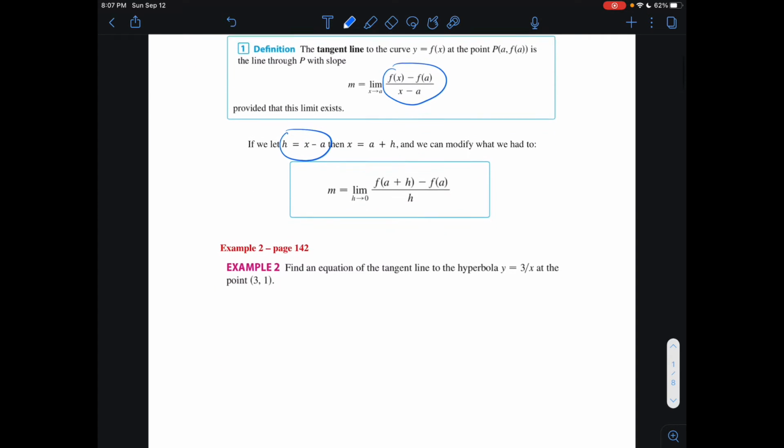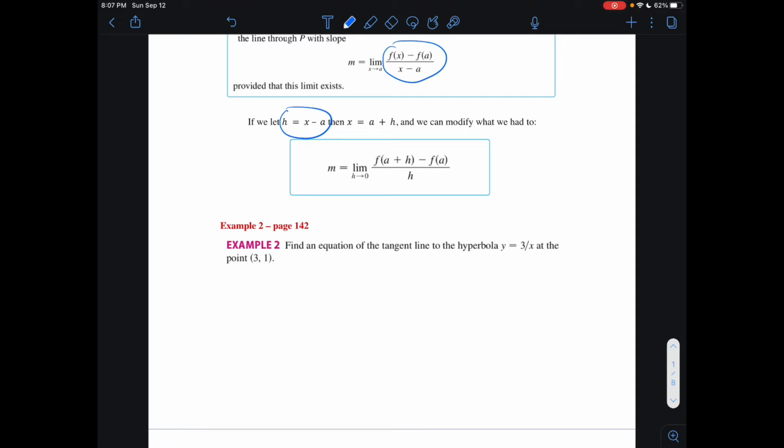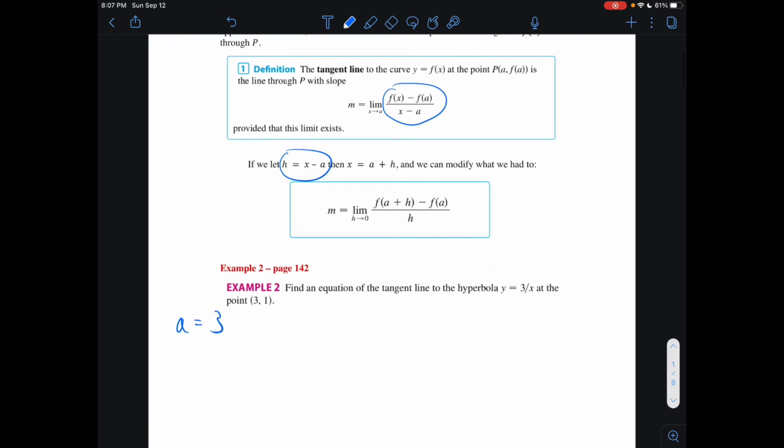Let's look at a simple example. This is example 2 on page 142 of our book. Find an equation of the tangent line to the hyperbola y equal 3 divided by x at the point 3 comma 1. So here we can say that if our point is 3 comma 1, then we know that a is 3, to use the language of our definition above. We also know that f of a is equal to 1, which is also just seen by taking 3 for x and plugging it into this equation, and you would get 1 for y as the output.